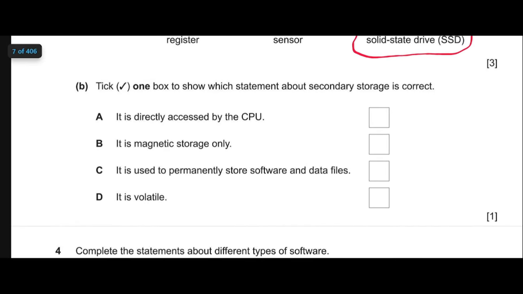Part B. Tick one box to show which statement about secondary storage is correct. Okay, let's just underline this one so we don't forget. It's directly accessed by the CPU. No, primary storage is directly accessed by the CPU. It is magnetic only. No, we have the CD, which is not magnetic. C, it is used to permanently store software and data. Yes, this is true. Let's read the last option. It is volatile. No, it's not volatile. RAM is volatile. So the correct option is C.